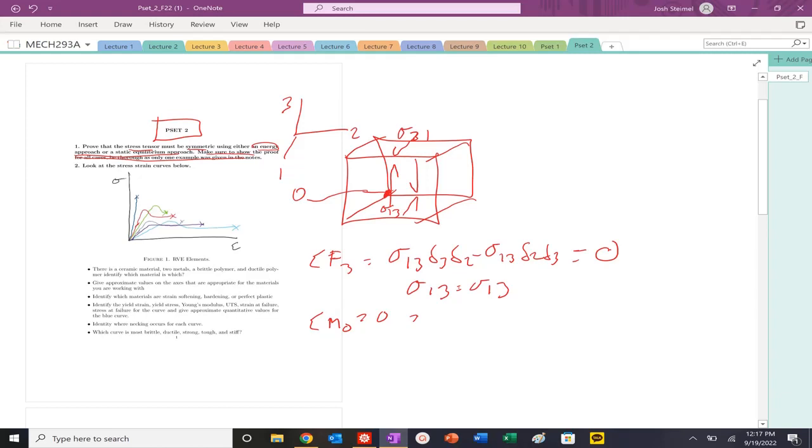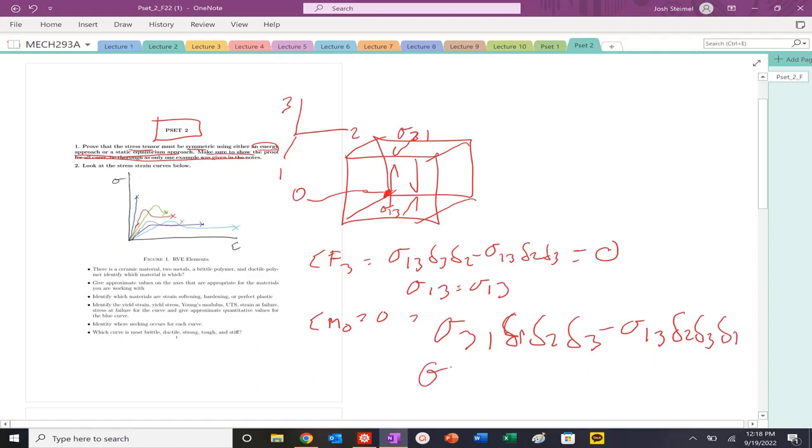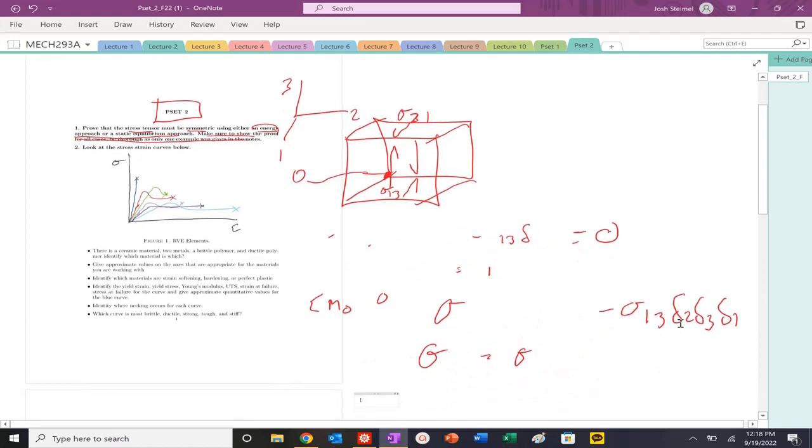If I pick that as my origin, I need to look at how the cube will rotate when I look at, for example, sigma 3, 1. Sigma 3, 1 is going to rotate counterclockwise, so it's going to be positive. It works on the area delta 1 delta 2, and delta 3 is my moment arm, the distance from my origin. Now, sigma 1, 3 in the opposite direction is going to rotate me clockwise, so negative. It operates on the area delta 2 delta 3, and my lever arm is delta 1. With that, we can prove that sigma 3, 1 is equal to sigma 1, 3.